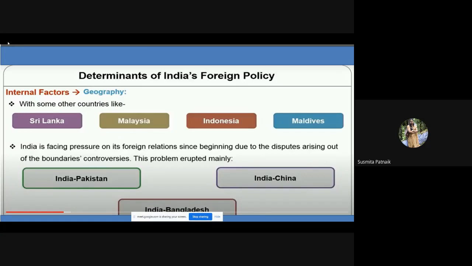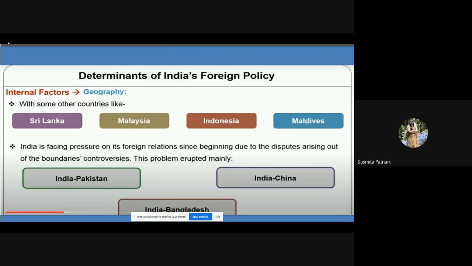In geography, that is the maritime position of a country. We can say that India has maritime relations with Sri Lanka, Malaysia, Indonesia, and the Maldives. India maintains its maritime relationship with Sri Lanka, Malaysia, Indonesia, and the Maldives through its foreign policy.